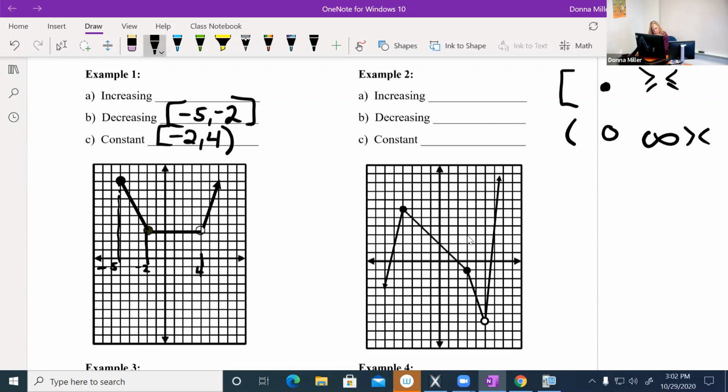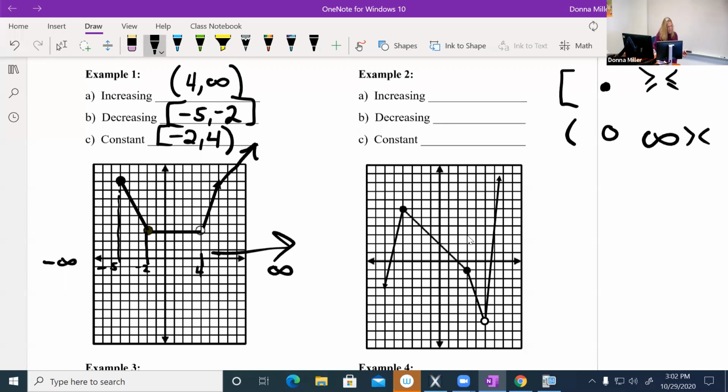All right, so on the other end of this, the arrows are important. This means this goes up forever, which means x goes out forever. So negative infinity is down here and infinity is up here. So the last interval, that thing is going up. It's increasing from 4 to infinity. And what kind of bracket on 4, round or square? Round, because we're excluding it. What about infinity? Round. You can never reach infinity. Infinity and negative infinity always have round brackets because you can't get there.